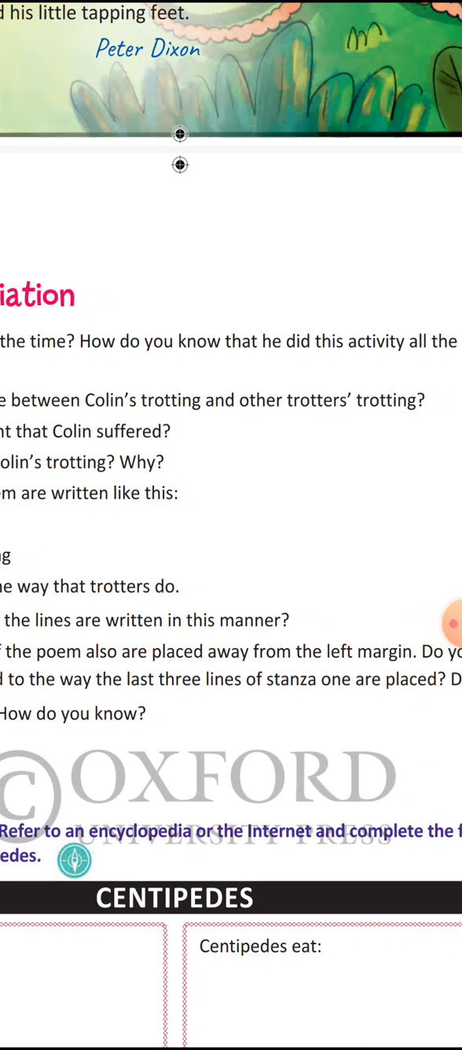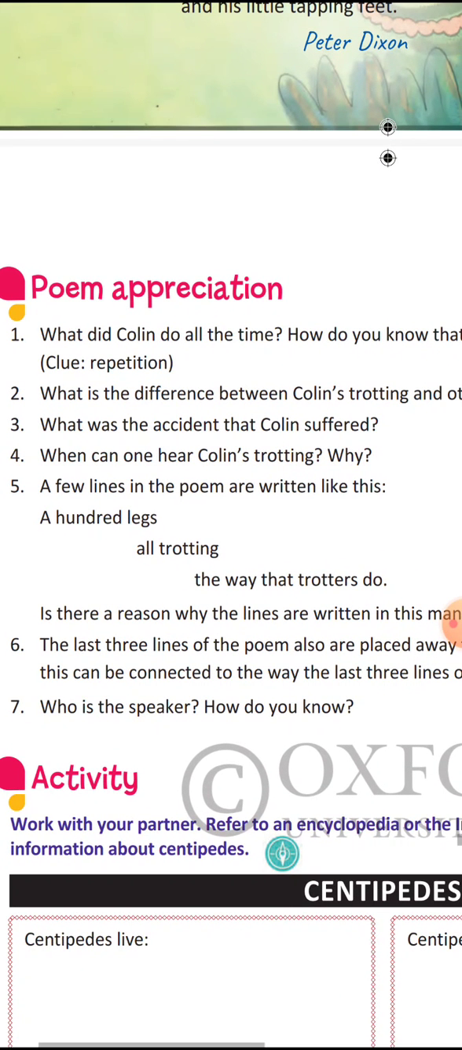What was the accident that Colin suffered? Colin stumbled down the staircase and landed in the hall while trotting. So, what is the accident that Colin suffered? The centipede stumbled down the staircase. And what happened? It landed in the hall while it was moving, while it was trotting. Next.